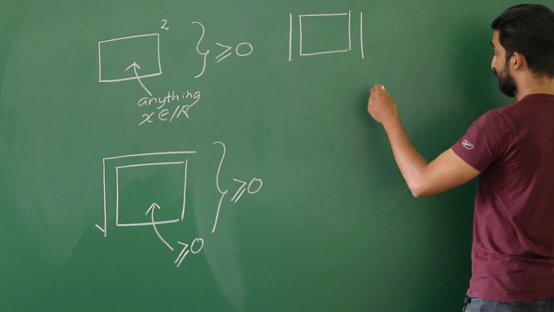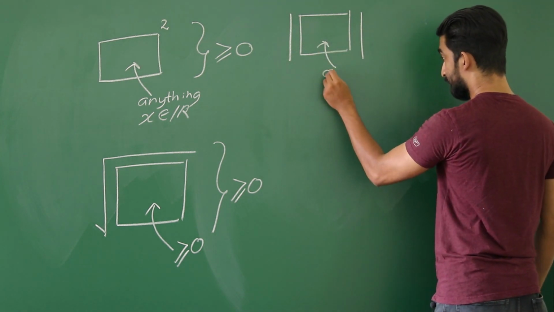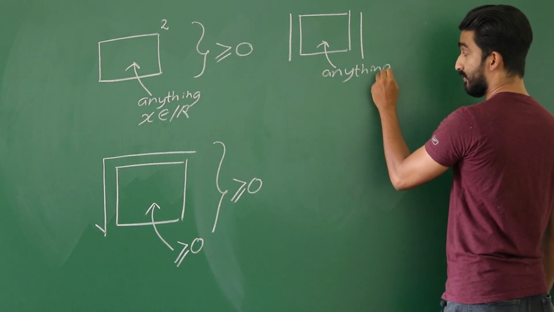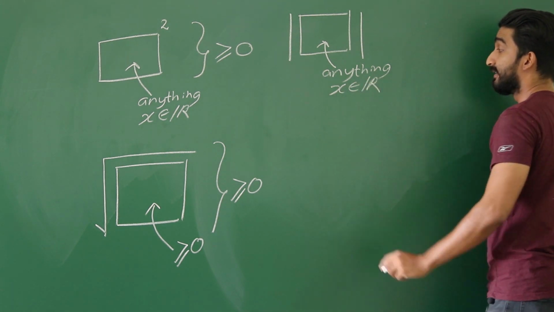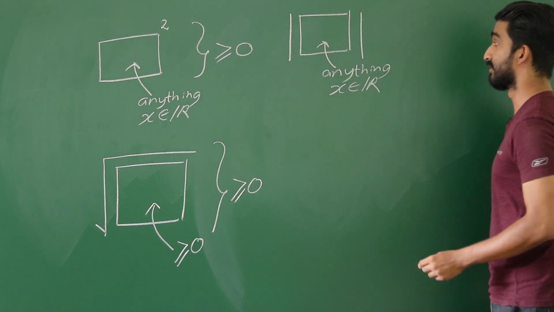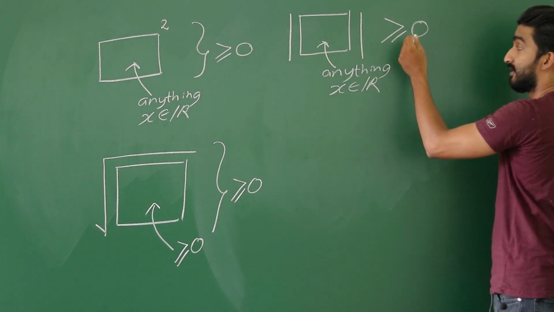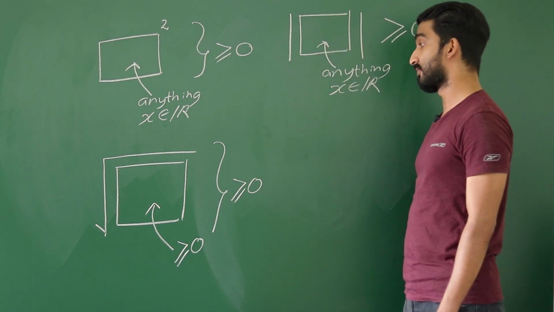Therefore, first of all, inside the function you can put anything. X is real, you can put any value. But for modulus functions, the output should always be positive. This is greater or equal to 0, because it will never give negative answers.